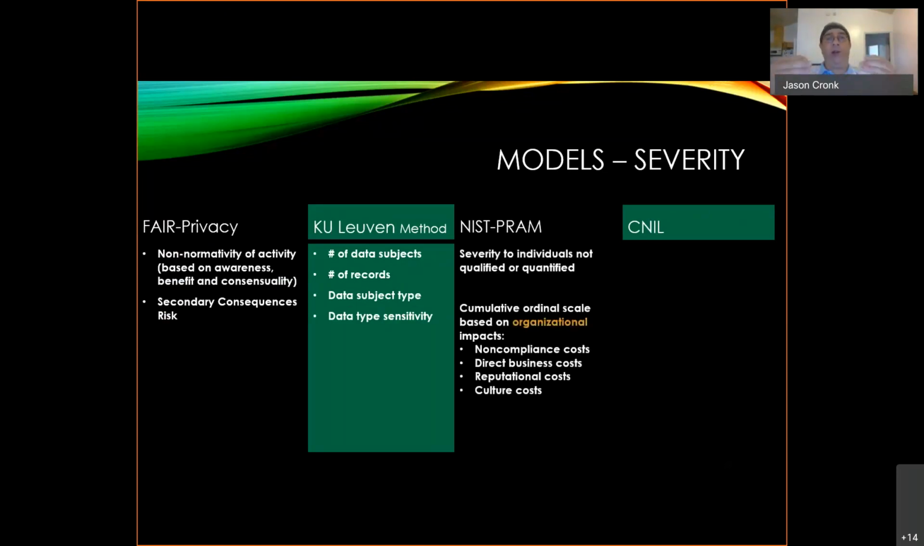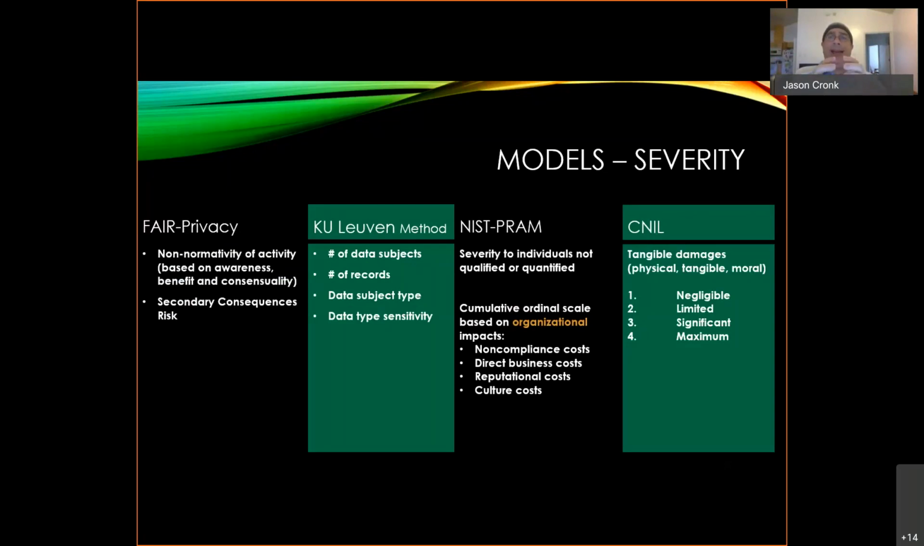NIST, again, uses an ordinal scale. Now, what they do is they accumulate an ordinal scale based on organizational impacts. So they look at non-compliance costs, direct business costs, reputational costs, and cultural costs on a 1 to 10 scale. Add those up, and then it's a 1 to 40, or 0 to 40 scale, I guess, in terms of the impact. So again, an organizational look.